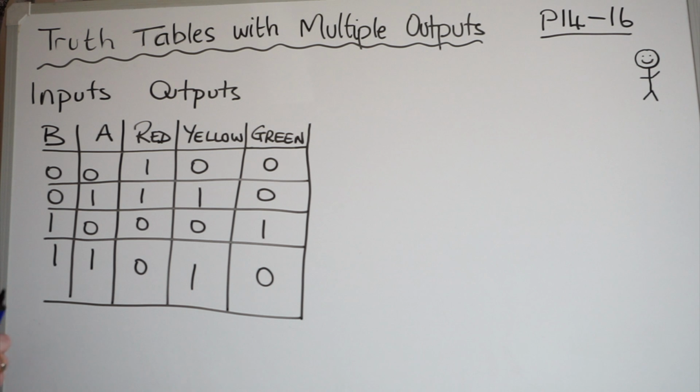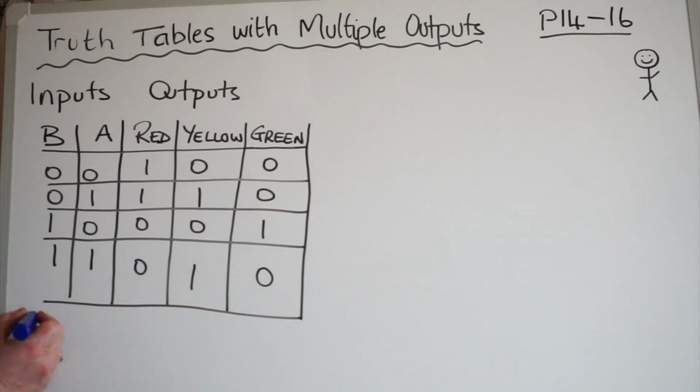So we've got one truth table that explains how we get the red light on the traffic light to work. We have got one column that tells us how we get the yellow light to work, and a third column to tell us how the green light is going to work. So the first thing we've got to do is work out how we get the red, the yellow and the green based on the input.